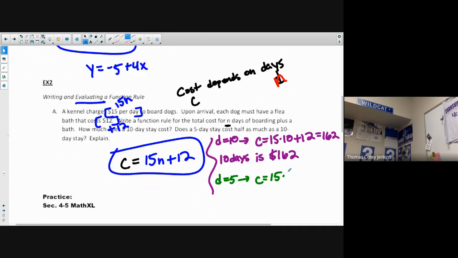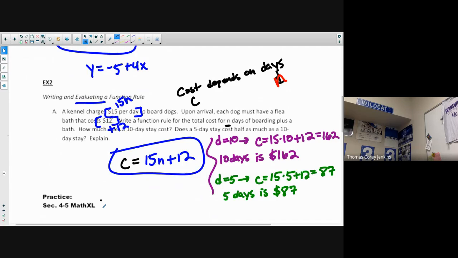Anyways, we get 15 times 5 plus 12. 15 times 5 is 75, plus 12 is 87. Okay, so 5 days is $87. So if I cut 162 in half or divide it by 2, that'd be 81, right? Or if I double that, it'd be 74, right? So as you can see, it is not half, right? So what is throwing us off from it being half?